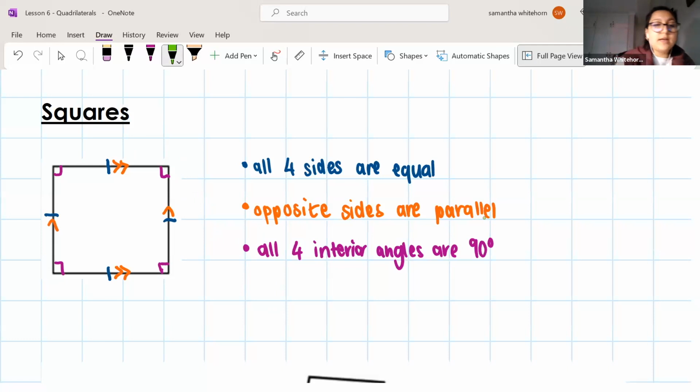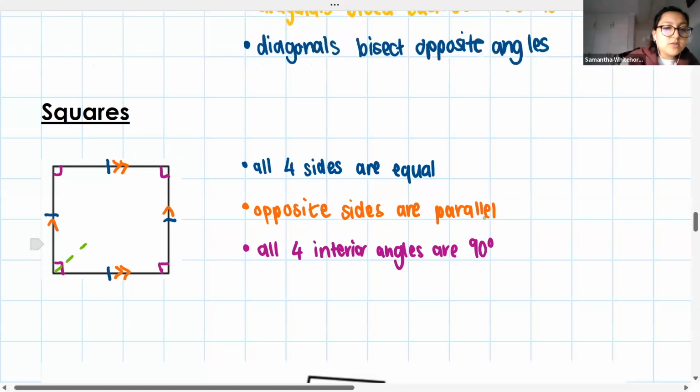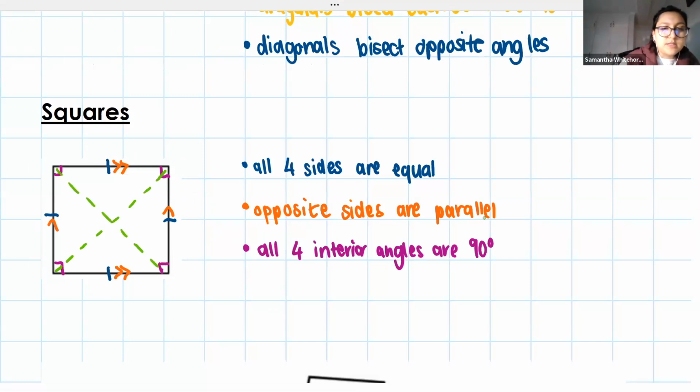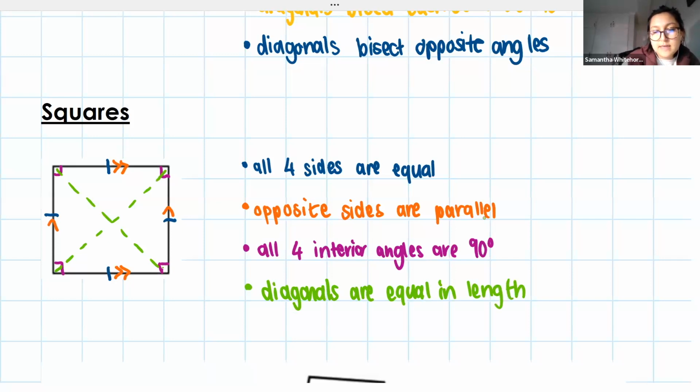Right, so again, diagonals, as you can see, diagonals are super important when it comes to quads. Diagonals have 2 characteristics that are important. So the first characteristic of our diagonals is that they're equal. So they're equal in length. And secondly, they bisect each other at 90 degrees.